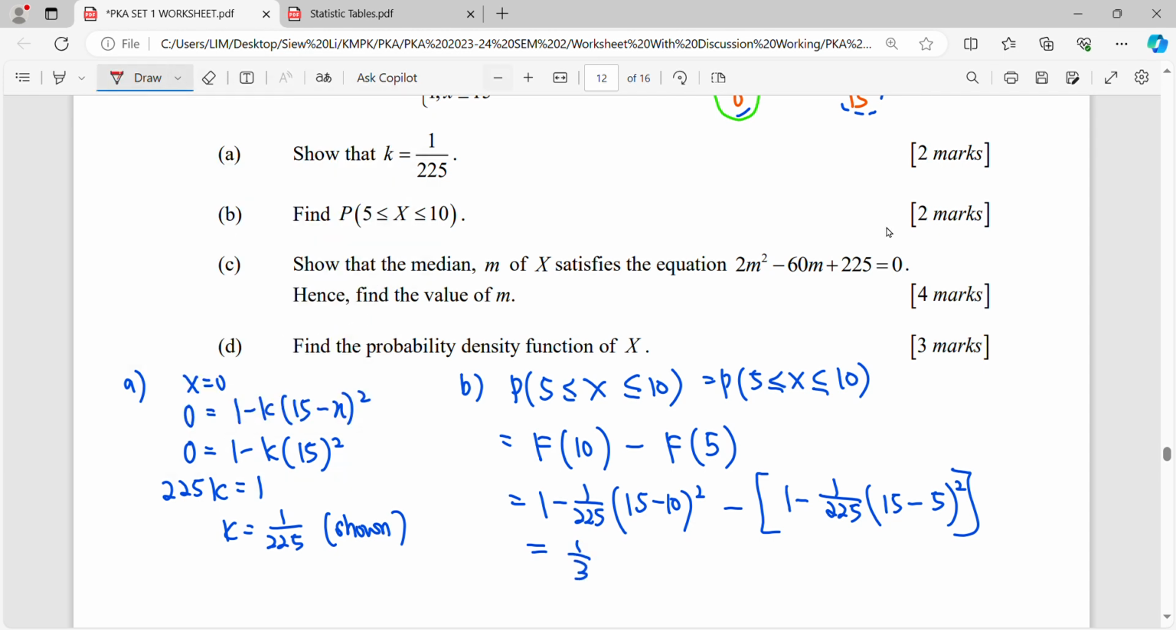Okay, so let us revise the discrete random variable. When you're having P of 5 to 10, it will accumulate as much as we can, up to 10, minus what we don't want, minus 4. So you can see the difference between discrete and continuous.